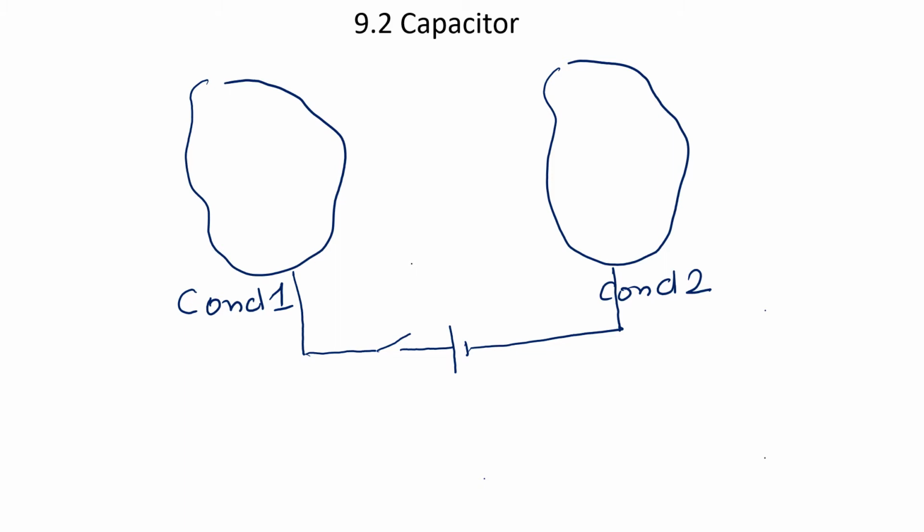The space between the conductors could be air, or what we call free space. Free space is where you cannot have any induced charges, or it could be a dielectric.